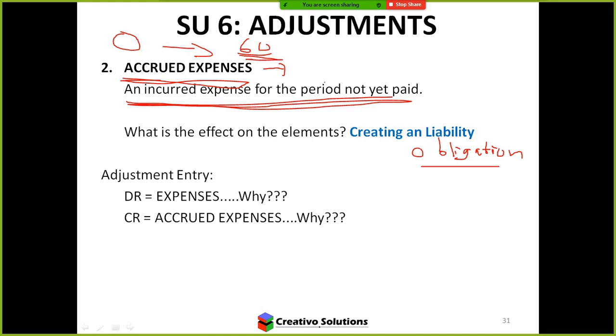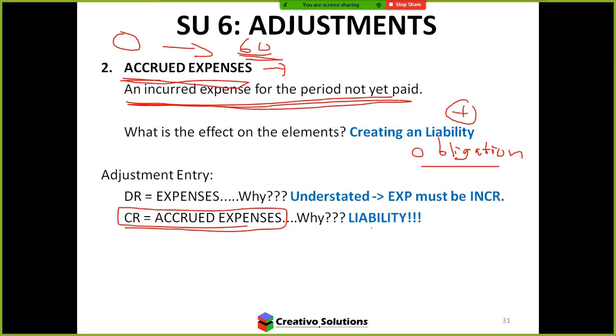Am I going to create it? Yes. Am I going to increase it? Yes. Where do liabilities increase? Credit. That's why you have a liability. Why do you debit the expense? It's because it's understated. You have to increase it.